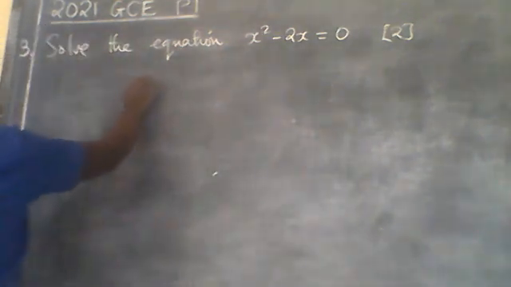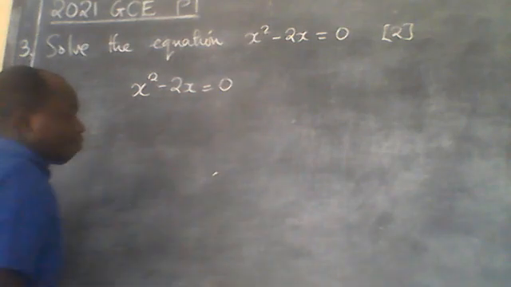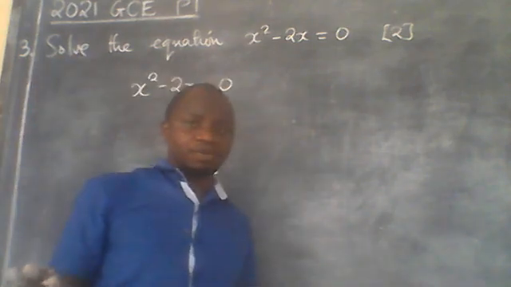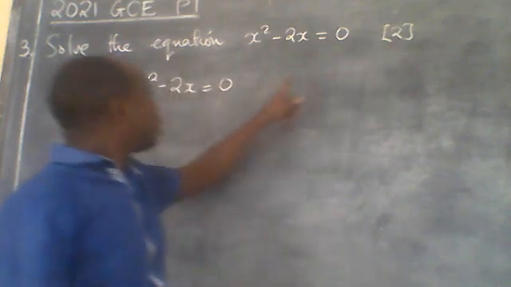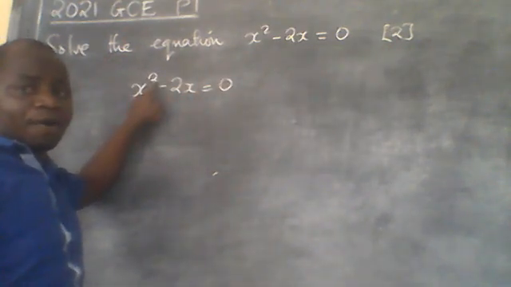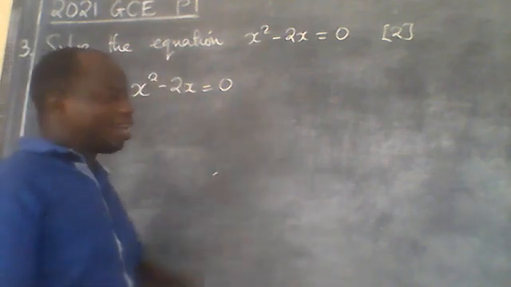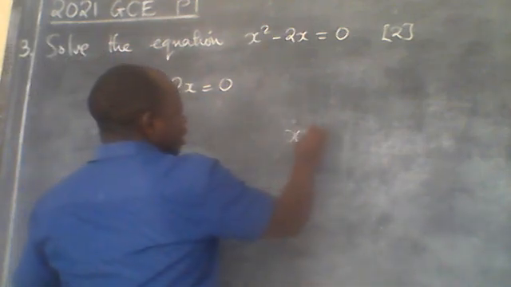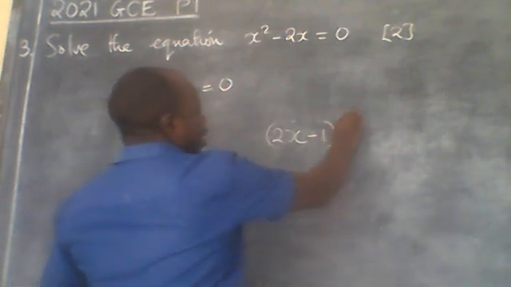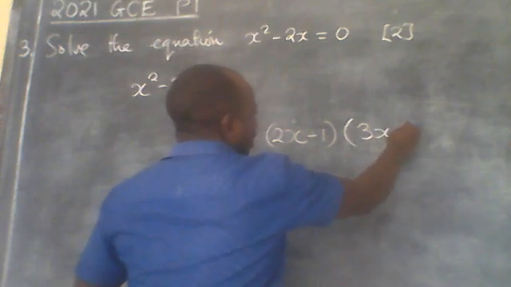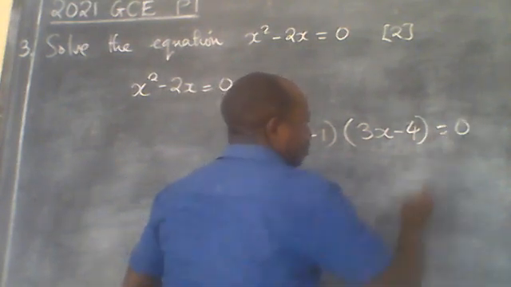Well, x squared minus 2x is equal to 0. Copy the question correctly. Where are the 2 marks coming? Have you seen this raised to the power 2? Sometimes it may not be given in this way. It might be given in this format: 2x minus 1, another one, 3x minus 4 is equal to 0.